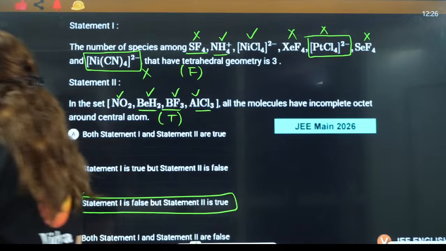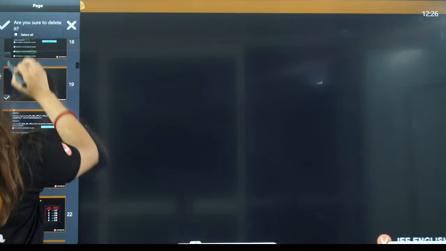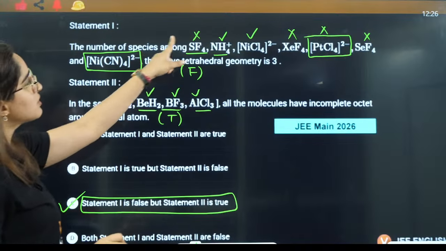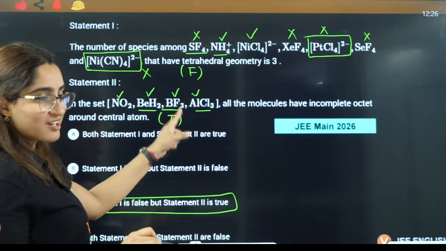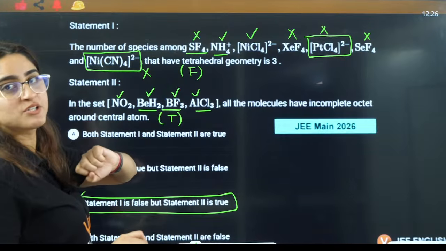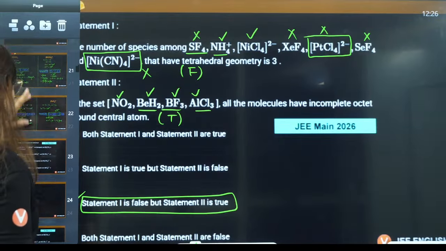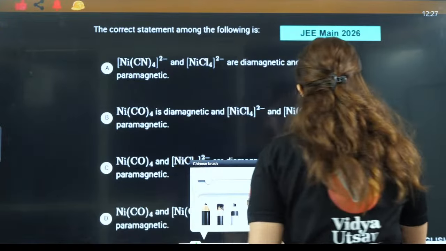Is that clear? Okay, tell me. Is that clear, everyone? So that is your JEE 2026 question. Chemical bonding they have asked. They have asked in between the structures as well. They have asked coordination chemistry questions also. So in one question they have asked multiple things here. Next question is a 2026 question itself.